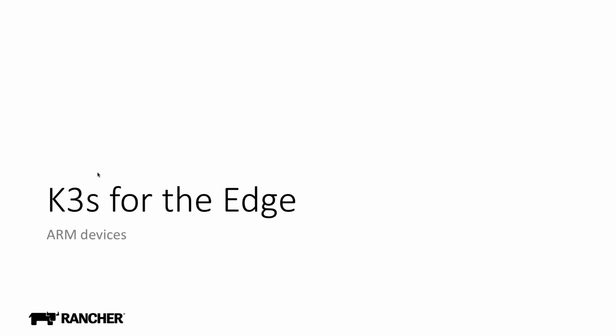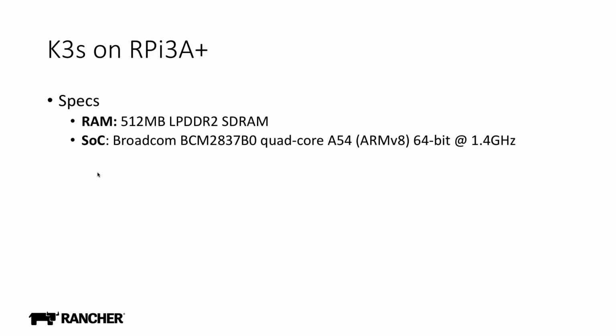and ARM devices. So I'm going to put K3s on a Raspberry Pi 3A+. And the specs for the Raspberry Pi 3A+ are 512 meg of RAM and quad-core ARM V8 processor. I like to use the A+ because it is small, and it really sort of highlights the fact that we can run Kubernetes in these very small system on a chip and SBC boards.